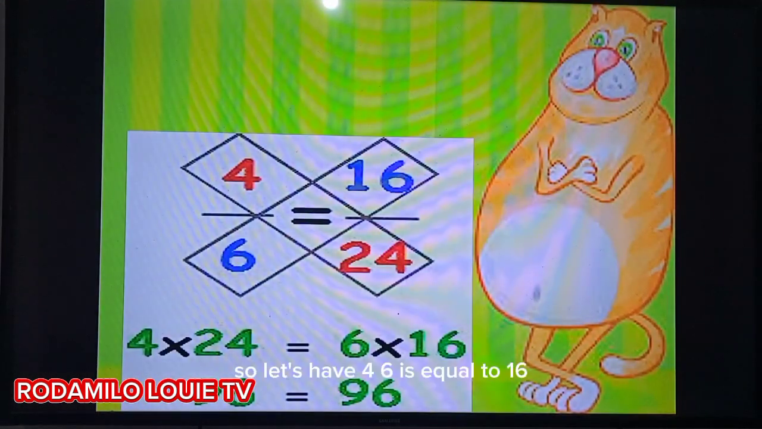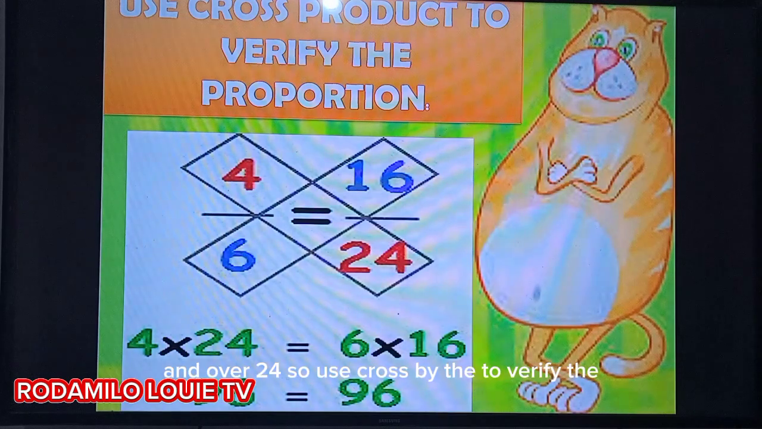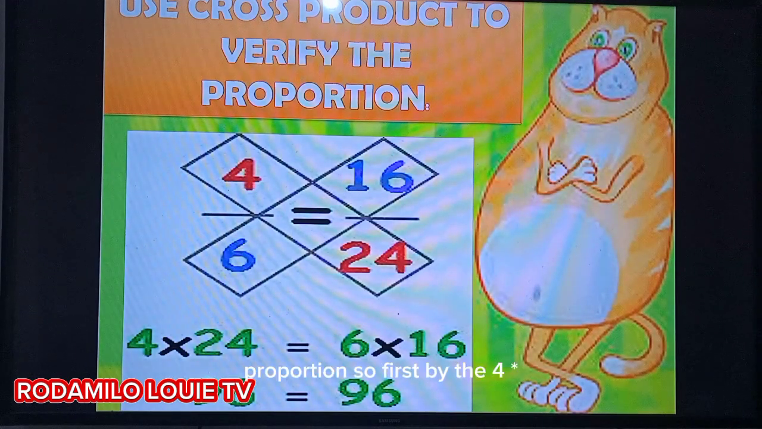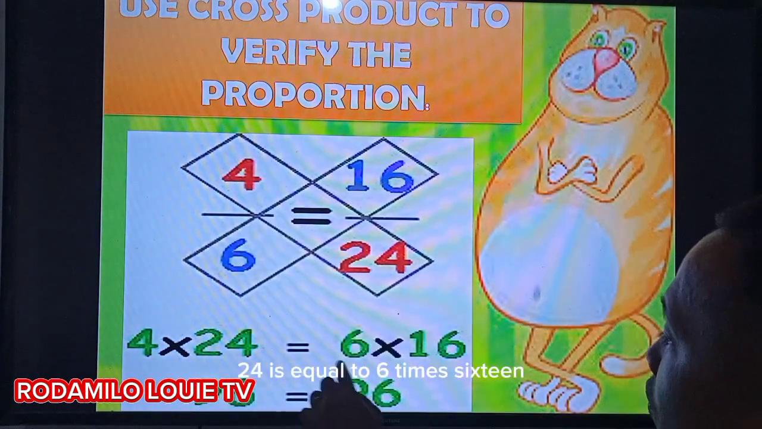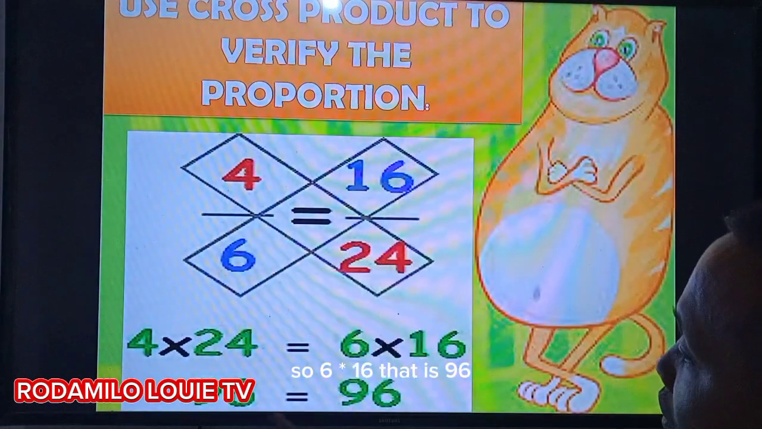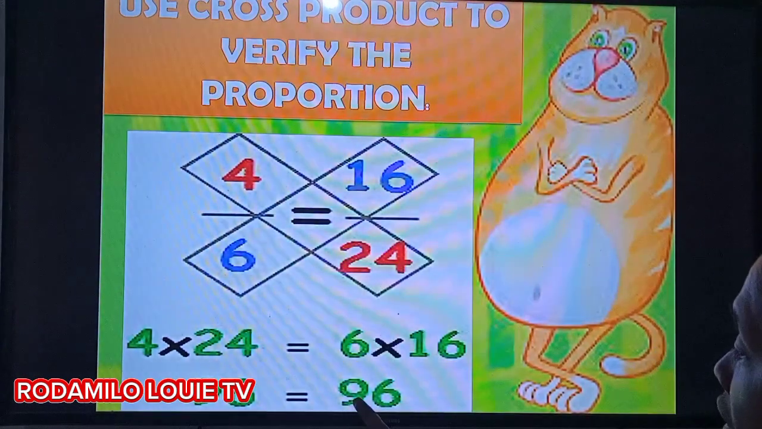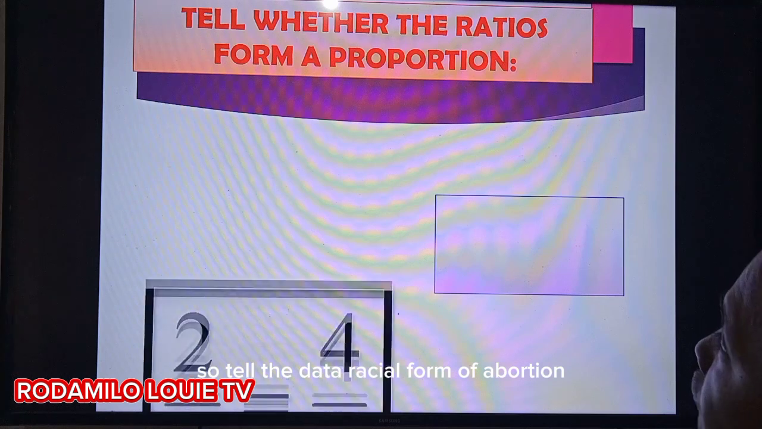So let's have 4/6 is equal to 16 over 24. Use the cross product to verify the proportion. Cross product: 4 times 24 is equal to 6 times 16. So 6 times 16 is 96, and this is 96. Tell whether the ratios form a proportion.